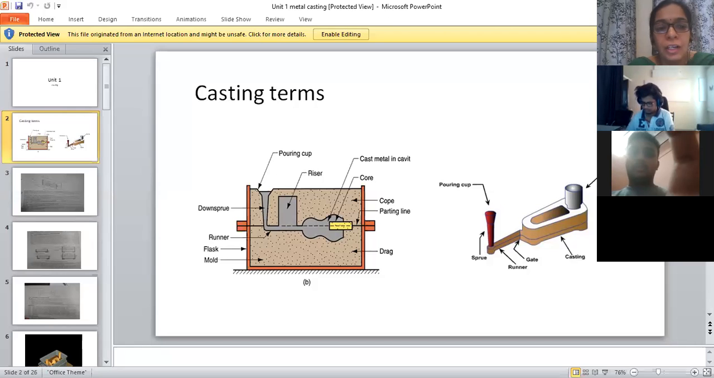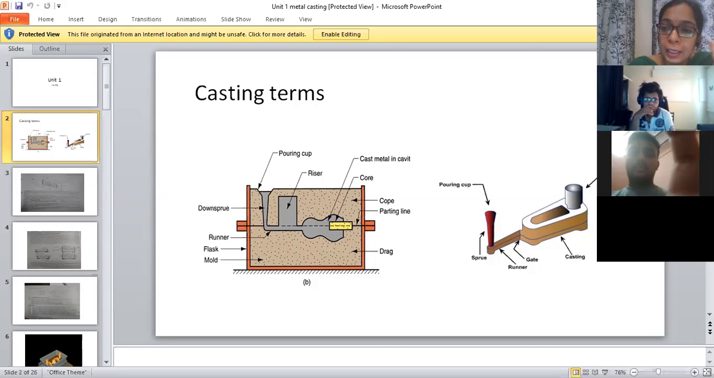So the first part is the pouring cup, continued with the vertical column, that is the sprue, and this is the runner. This is the riser, which will compensate the volume whenever there is a shrinkage. This bell shape is the cavity which you want to manufacture. This yellow colored part is the core.